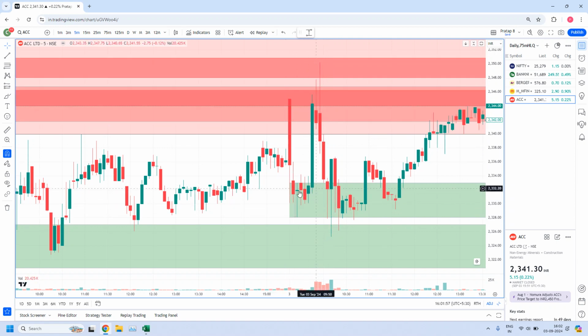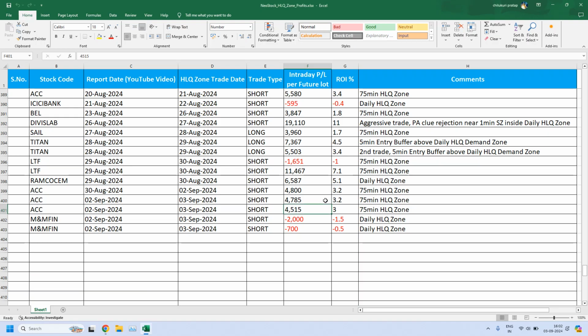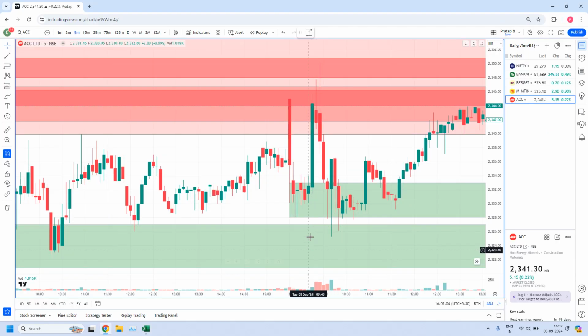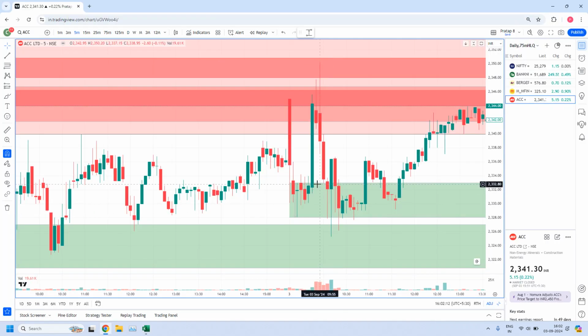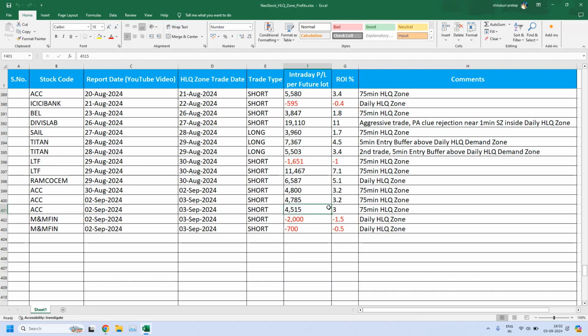Okay, up to the first 15-minute zone, it has given a profit of 4,515. Probably if this is the one, you would have got a profit of around 5,000 rupees. But anyway, 4,515 till this 15-minute zone. And ROI is 3% as per one futures margin cost.